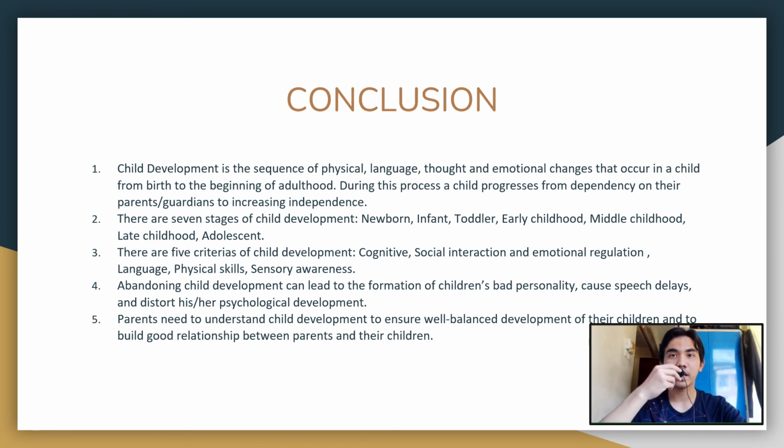In conclusion, child development is the sequence of physical, language, thought, and emotional changes that occur in a child from birth to the beginning of adulthood. During this process, the child moves from dependency on their parents or guardians to increasing independence. There are 7 stages of child development: newborn, infant, toddler, early childhood, middle childhood, late childhood, and adolescence. There are also 5 criteria of child development, which are cognitive, social interaction and emotional regulation, language, physical skills, and lastly, sensory awareness.